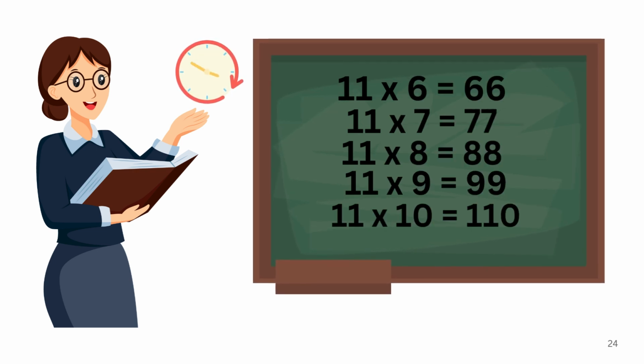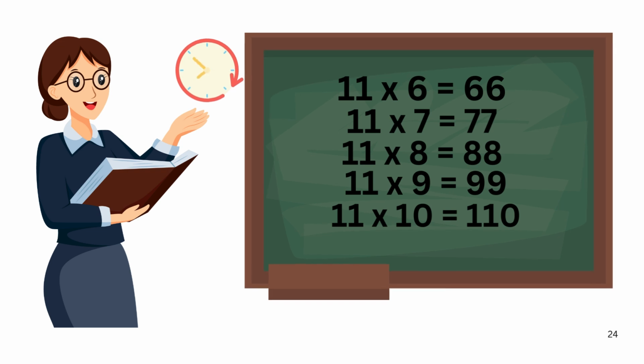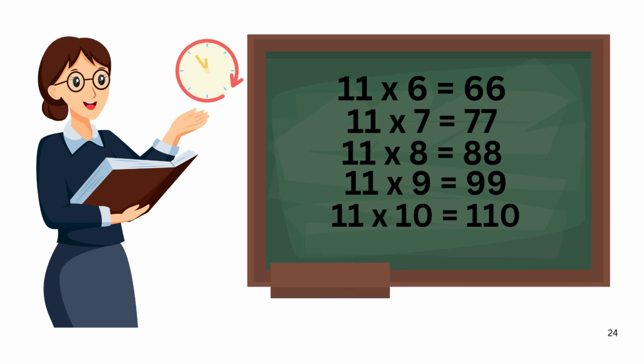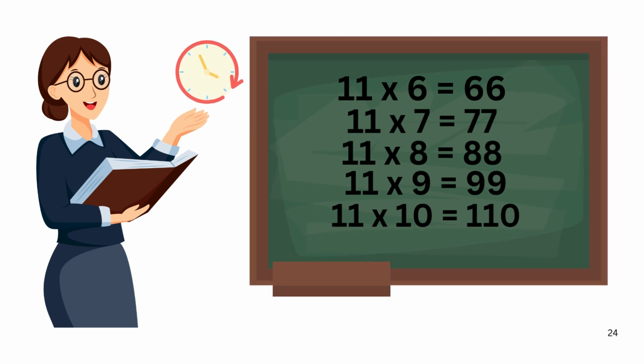11 multiplied by 6 equals 66. 11 multiplied by 7 equals 77. 11 multiplied by 8 equals 88. 11 multiplied by 9 equals 99. 11 multiplied by 10 equals 110.